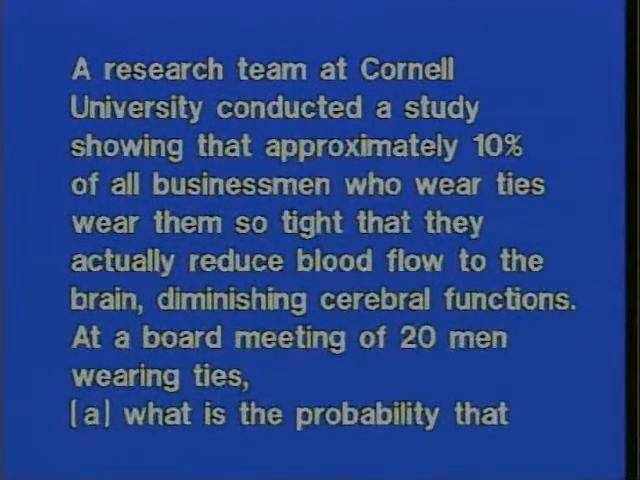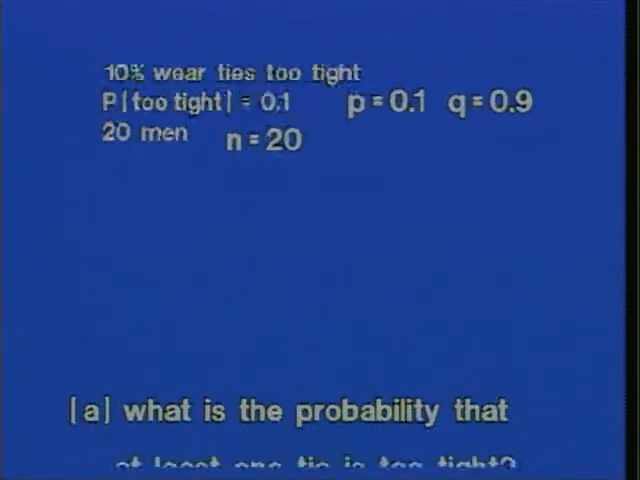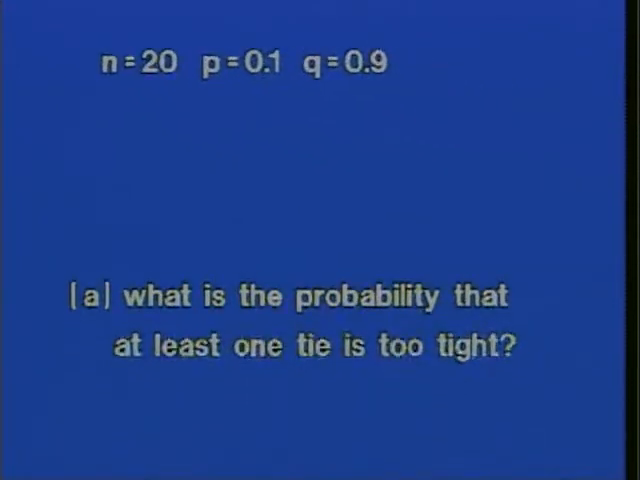At a board meeting of 20 men wearing ties, what is the probability that, and we're going to figure a probability in a moment. Let's organize our work though. We know that 10% wear ties too tight. So the probability of too tight is 0.1, or the p-value for our purposes is 0.1. And the q-value therefore is 1 minus 0.1, or 0.9. The fact that there are 20 men involved means that n, the number of items or trials, is 20.